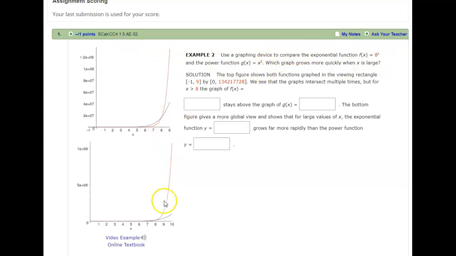So they're asking you the same kind of questions I just went over. So carefully look at the 8 to the x, maybe following through the same procedures that they did. They tell you a viewing rectangle to look at, and there's also a video example if you want to look at the video example there.